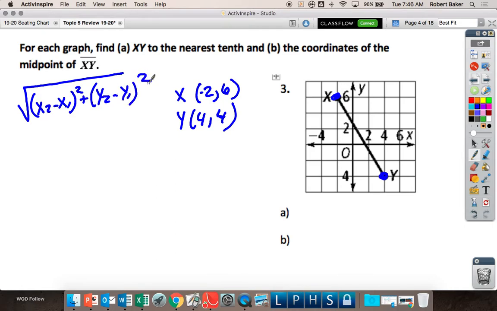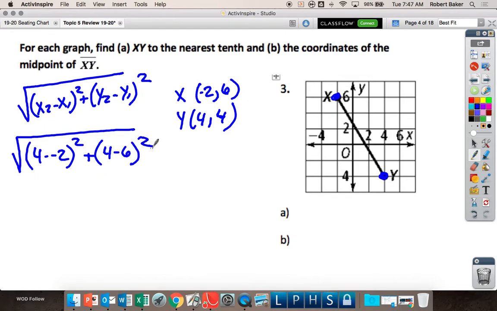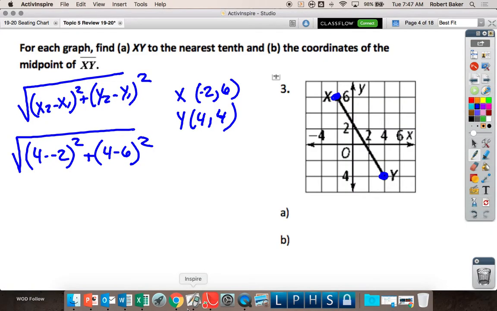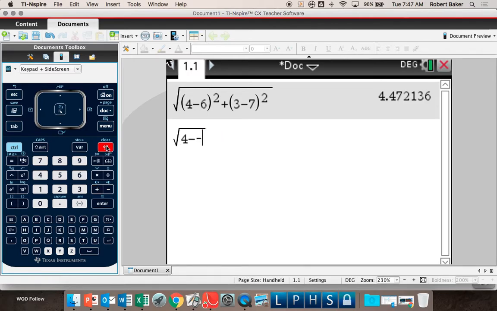So x2 minus x1, that would be 4 minus negative 2 squared, plus y2 minus y1, that'd be 4 minus 6 squared. Okay, I'm going to ask my calculator to do that for me again. The square root of 4 minus negative 2 squared plus 4 minus 6 squared.